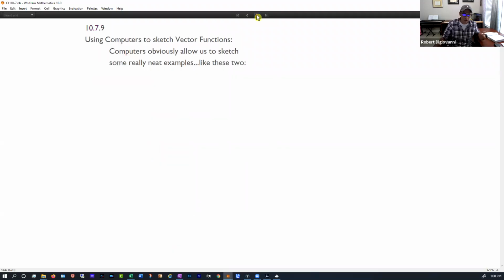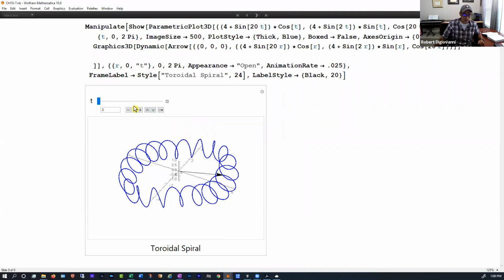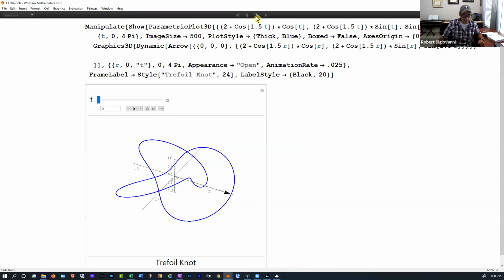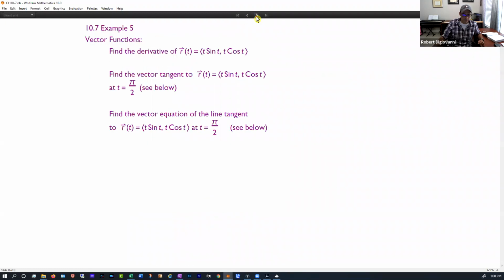So we start doing a lot of calculus. You know, this is called a toroidal spiral.